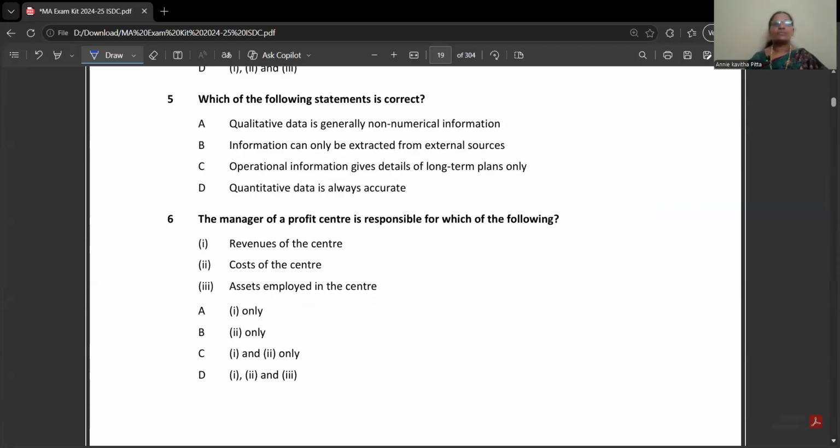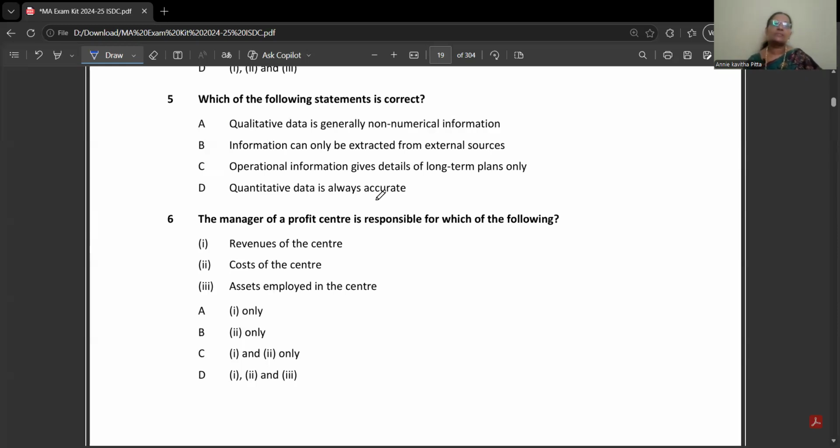Fifth one, which of the following statements is correct? Okay. The options talk about qualitative data. Qualitative data is generally non-numerical information. Information can only be extracted from external sources. Operational information gives details of long-term plans only. Quantitative data is always accurate.